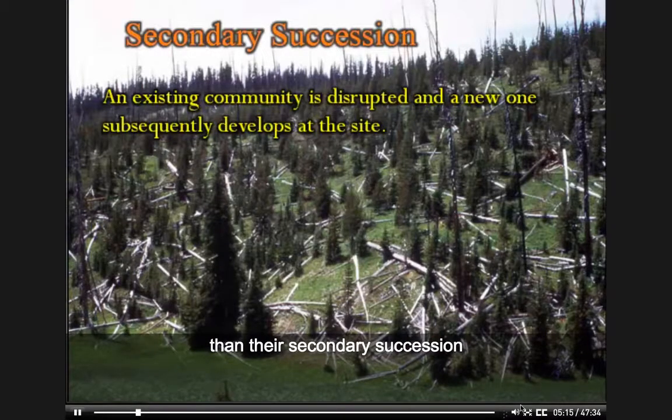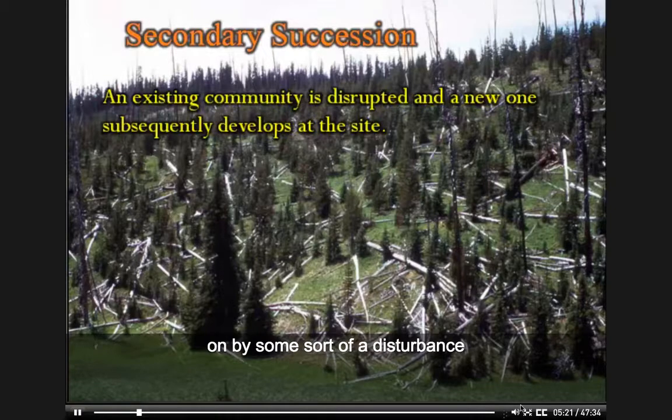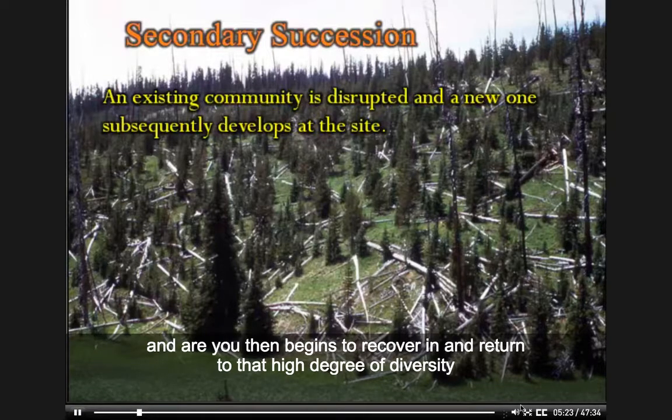Then there's secondary succession. This is where you have an existing community that is disrupted by some sort of a disturbance, and it then begins to recover and return to that high degree of diversity.